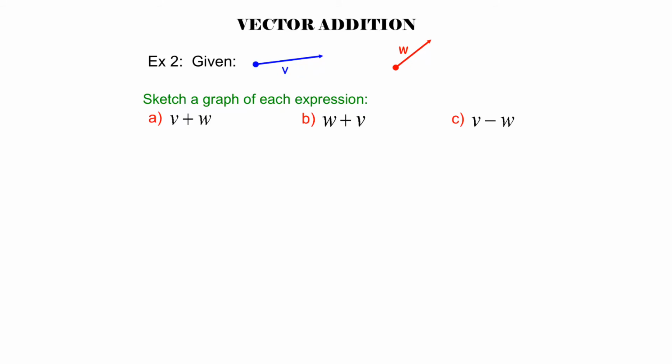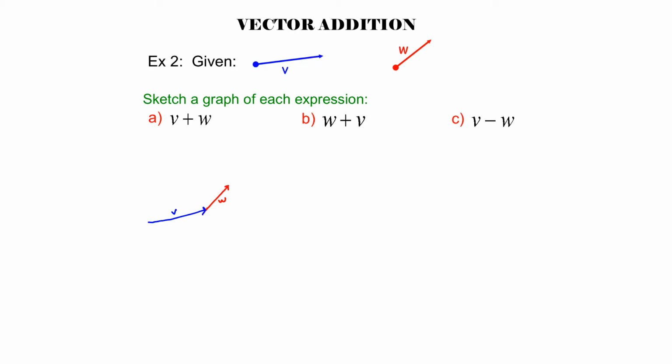Alright, the next thing is vector addition. Given vector v and vector w, we're going to graphically show the addition of the vectors. So sketch a graph of each expression, v plus w. We're only sketching these, so we're not going to be measuring; we're just going to kind of eyeball it. On part A, v plus w, we have vector v. And we're going to add vector w. So once you have vector v, you're going to add w. From the initial to the terminal, and then the terminal of v now becomes the initial of w, and you just add it on there.